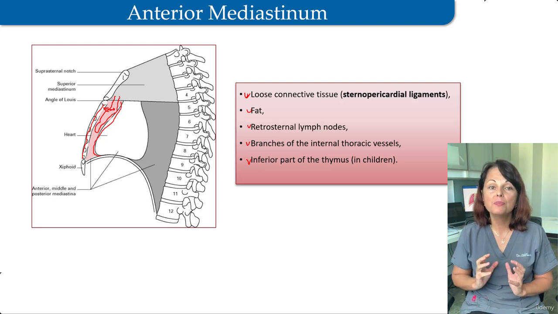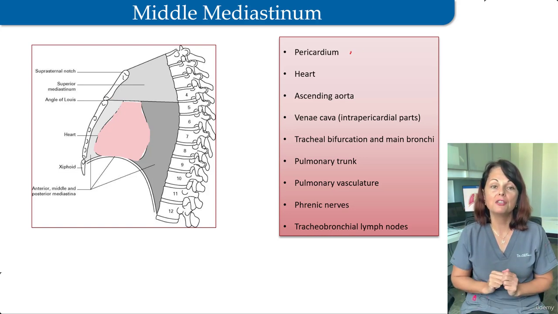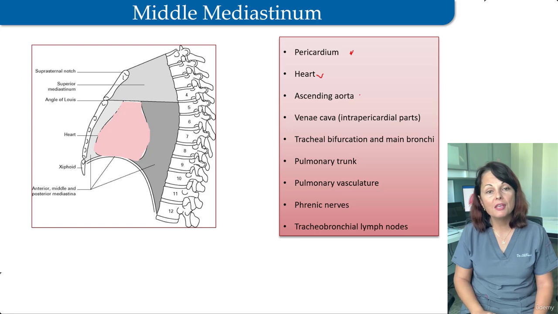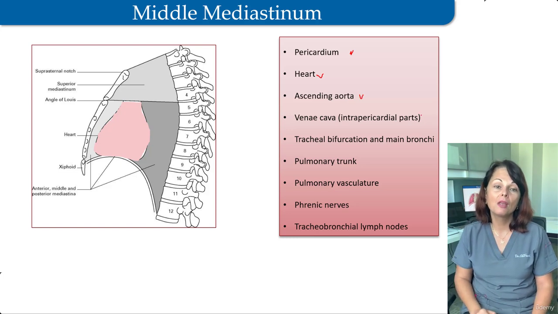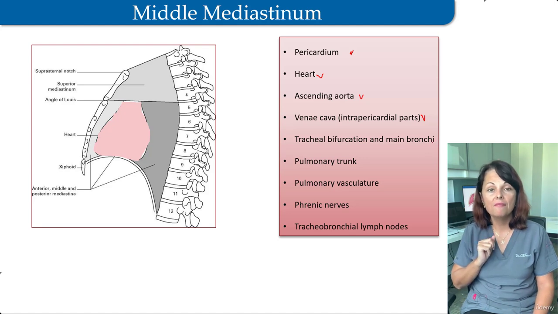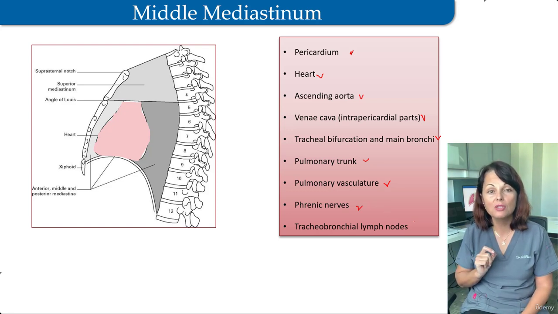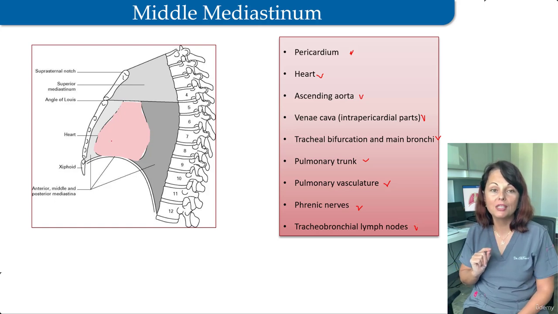The middle compartment is the broadest part of the inferior mediastinum, and it contains the pericardium, the heart and ascending aorta, the inferior and superior vena cava, I mean the intrapericardiac parts of these vessels, the tracheal bifurcation and main bronchi, the pulmonary trunk, the right and left pulmonary vasculature, phrenic nerves, the deep part of the cardiac plexus, and the tracheobronchial lymph nodes.